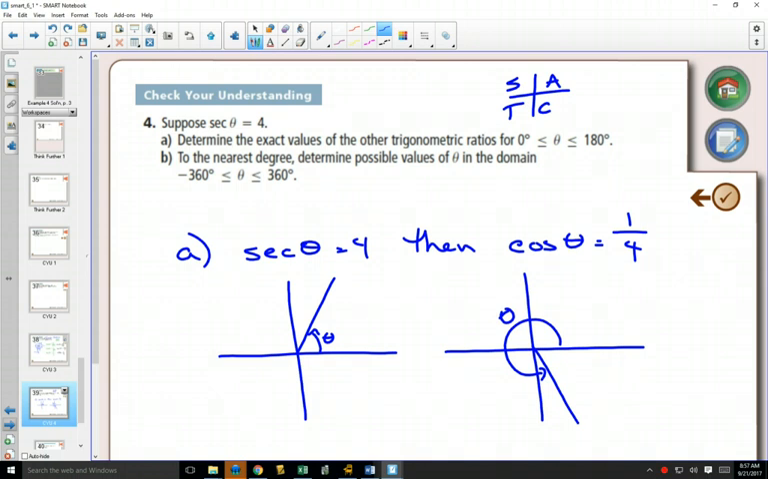You have two possibilities. I'm going to draw them both because that's going to help us in B, but what Jake mentioned is true. This question says only look between 0 and 180. And so in part A, they're saying only look in quadrant 1 and quadrant 2. So we're only going to consider this one for part A.